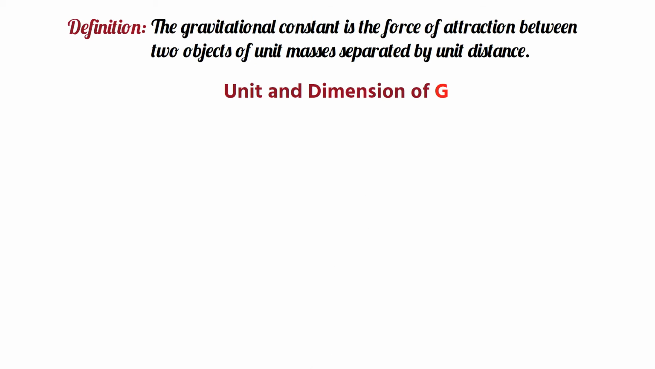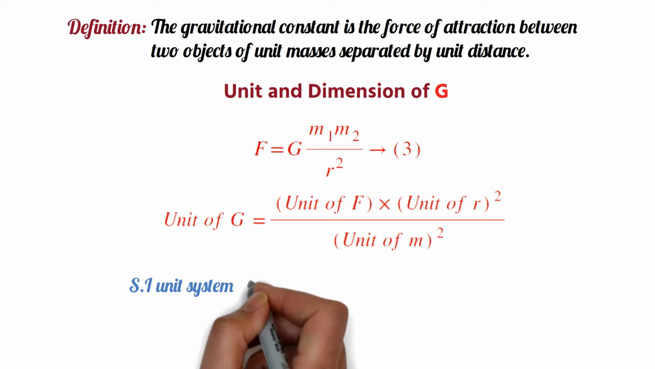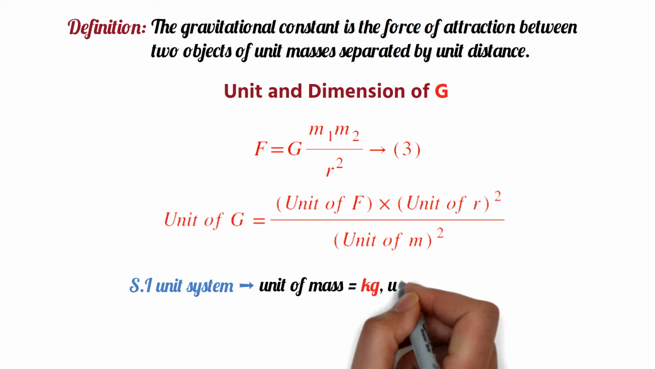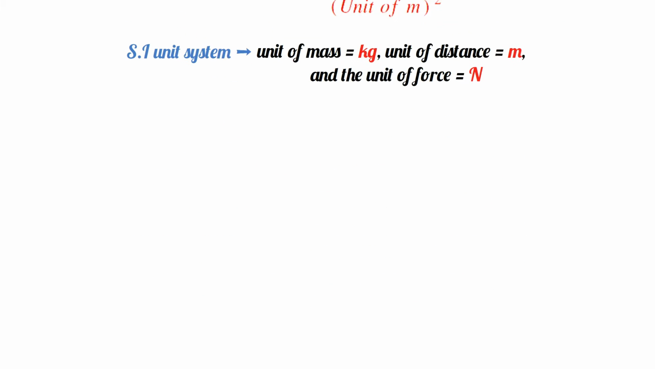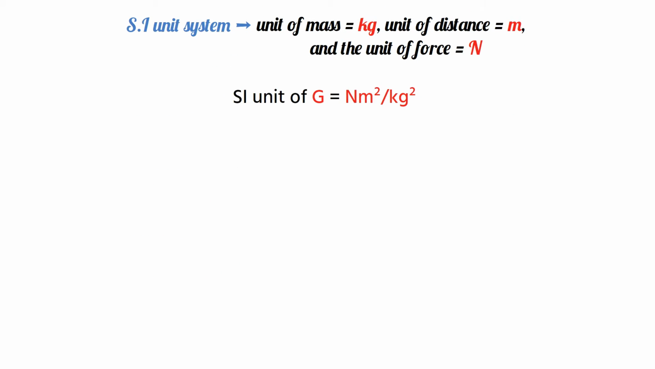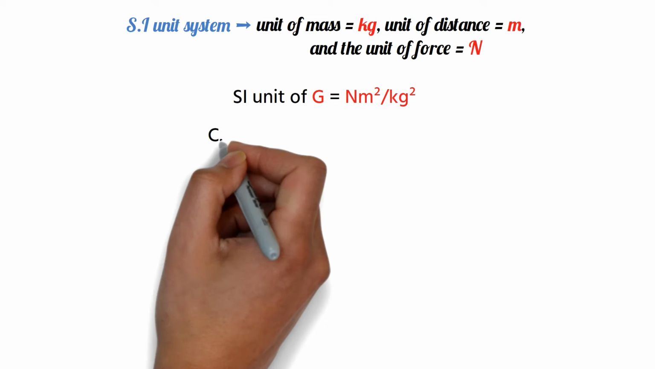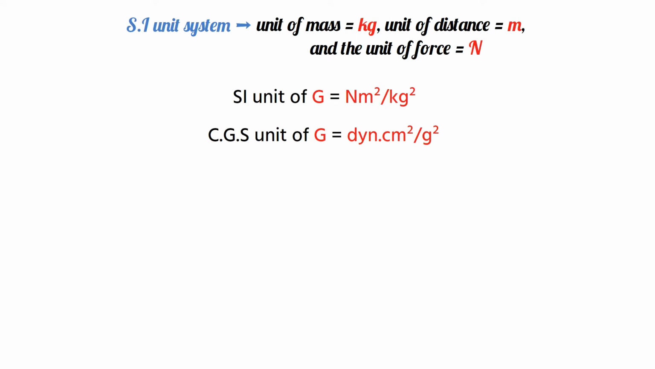Unit and dimension of G. From equation number 3, we can write the unit of G is equal to the unit of F times unit of r squared divided by unit of m squared. We know, in the SI unit system, the unit of mass is kilogram, the unit of distance is meter, and the unit of force is Newton. So the SI unit of G is Newton meter squared per kilogram squared. Similarly, we can write the CGS unit of G as dyne centimeter squared per gram squared.